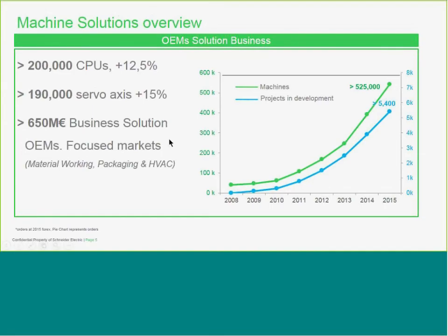This, we want to highlight OEM solutions business. So last year we sold over 200,000 CPUs. CPUs is a PLC or a pack drive controller. 190,000 servo axes, and that's plus, you see we're growing from last year. And the motion or industry business that I'm involved in is 650 million euro globally. We are an OEM-focused market, and these are the three vertical segments. Material working, I'm in packaging, and we have an HVAC group.